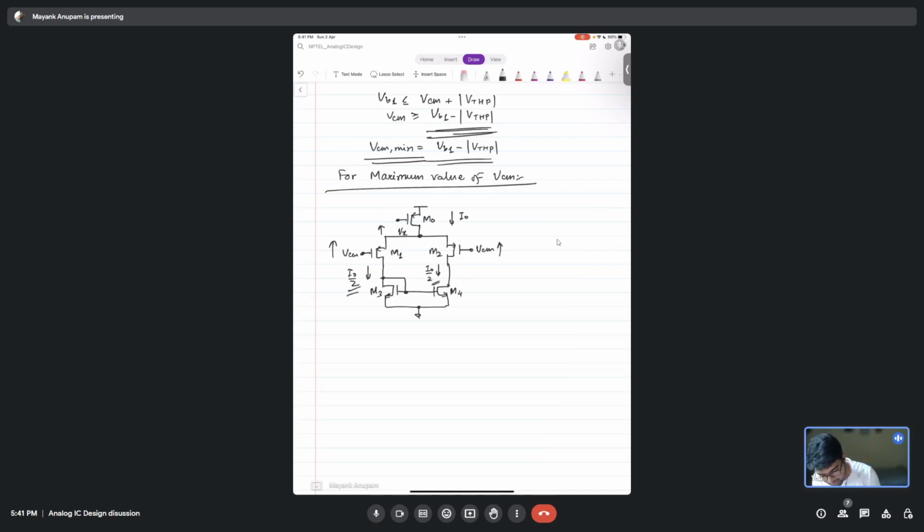If the current is not changing, then the current is not changing through this M3 and M4. The current cannot change through M1 and M2, right? So if the current is not changing through M1 and M2, the overdrive, this difference, has to remain constant. So Vx also increases, right? Now tell me, if Vx increases, which transistor will start facing problems?